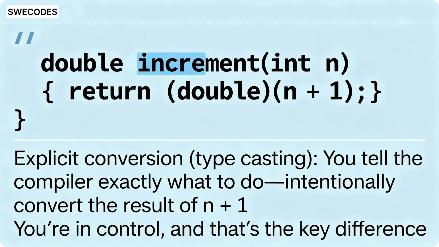But explicit conversion, or type casting, is when you tell the compiler exactly what to do: double increment(int n) { return (double)(n + 1); }. Here we're saying, take the result of n plus 1 and convert it into a double, intentionally. You're in control, and that's the key difference.